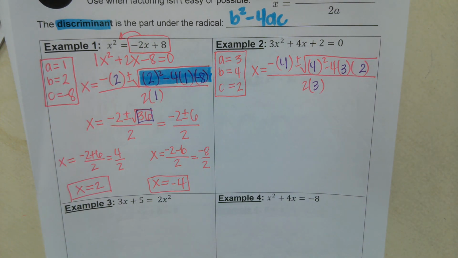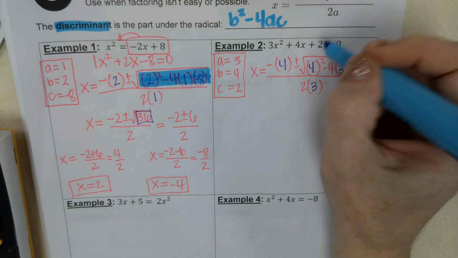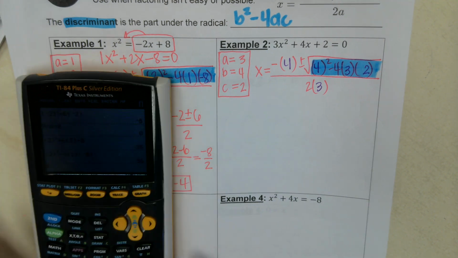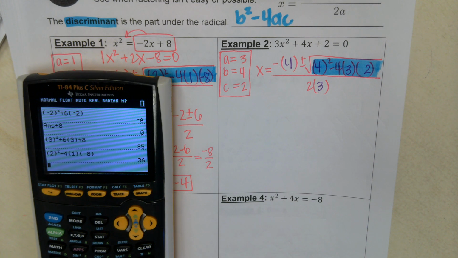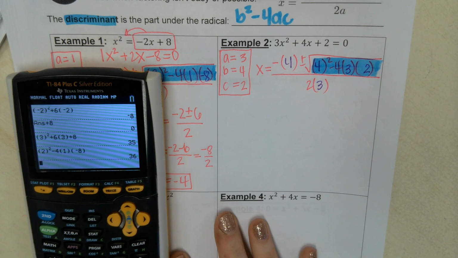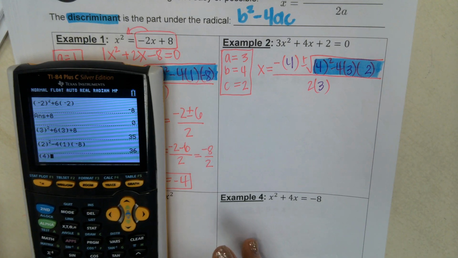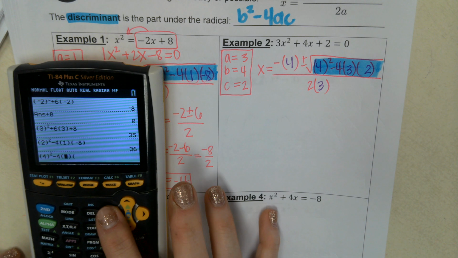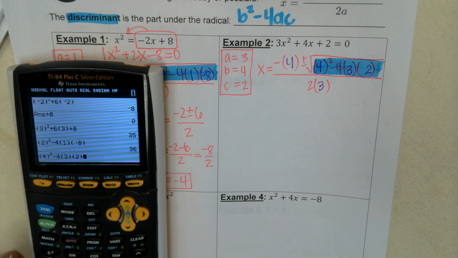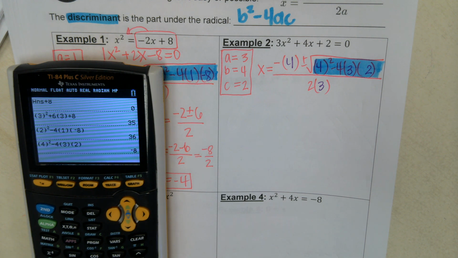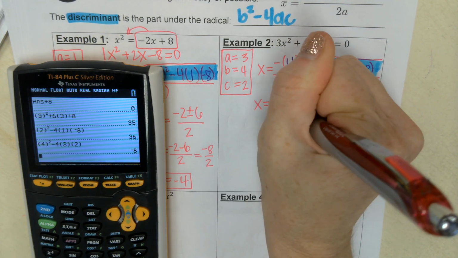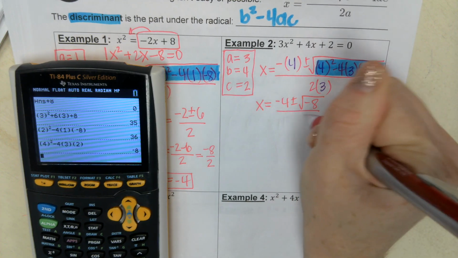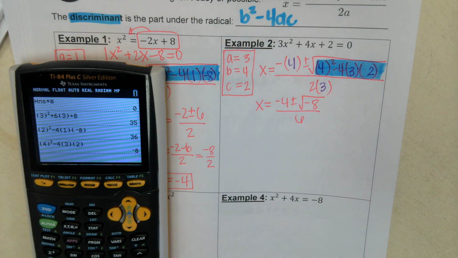All right, now I'm putting my discriminant, the stuff underneath the radical, not the radical itself, okay? Because sometimes if they're not perfect squares, I don't want it to give me an ugly decimal, okay? So I got 4 squared minus 4 times 3 times 2. All right, so I got negative 4 plus or minus the square root of negative 8 over 6.